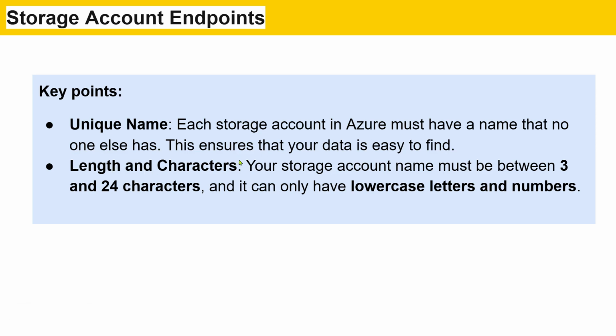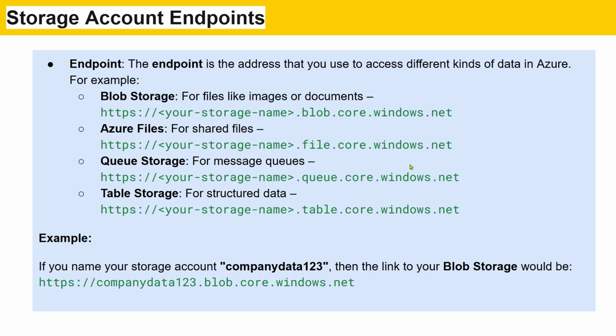Length and characters: your storage account name must follow an important rule. Remember this. It has to be unique, and the length should be 3 to 24 characters. And it can only have lowercase. You cannot have uppercase. It can only have lowercase letters and numbers. This is the rule. So it should have a unique name, 3 to 24 characters, lowercase letters and numbers. Simple. Now let's have a look at the endpoints.